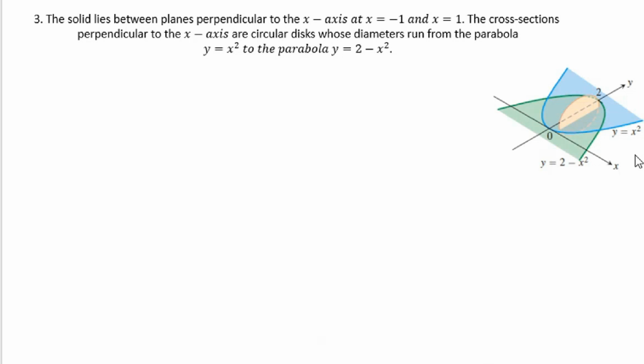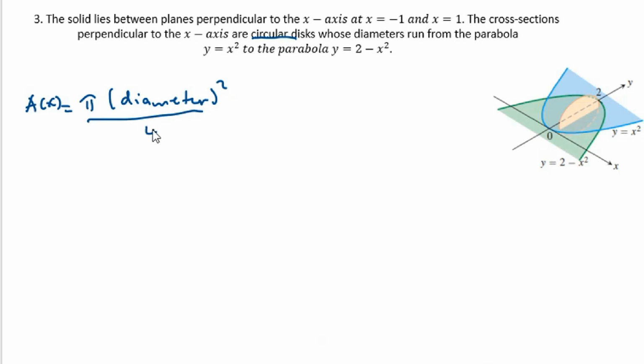So we are going to identify first our formula for A of x. So we have now A of x. Since the cross section is perpendicular to the x-axis at circular disc, we can have now the formula for that from the circular disc. We have here pi times diameter squared over 4. So that's the area for the circular disc.